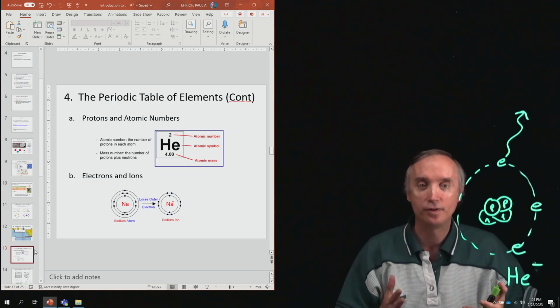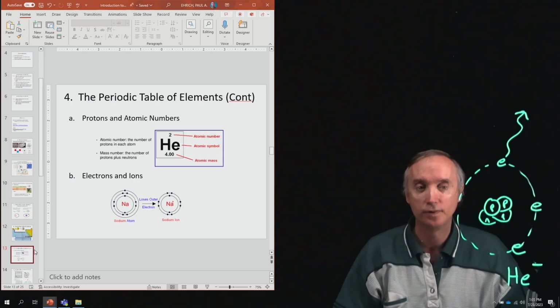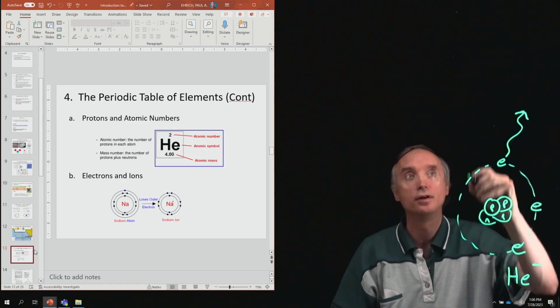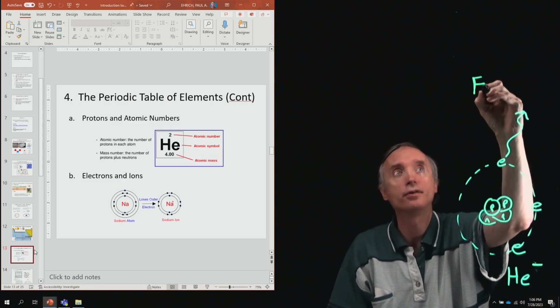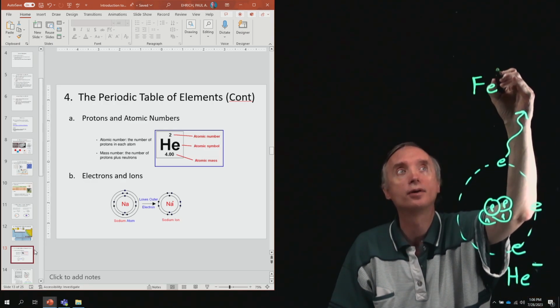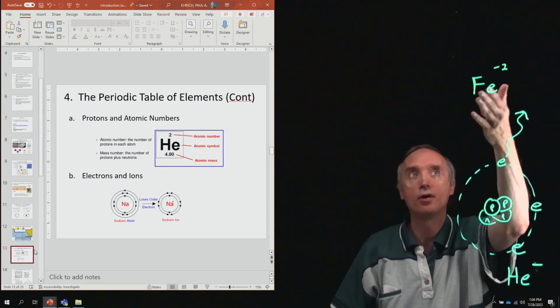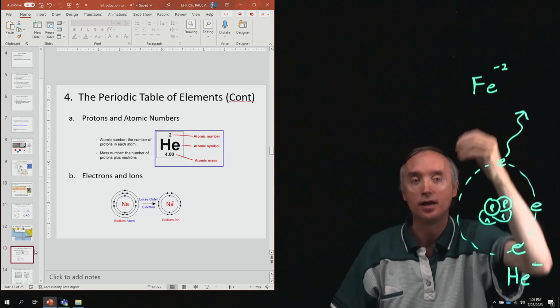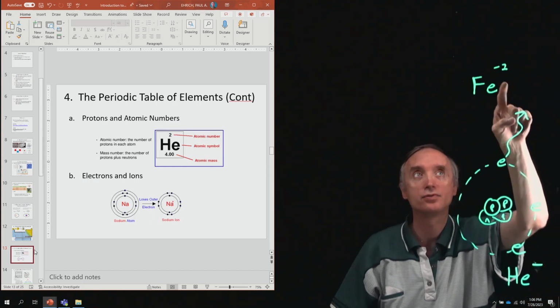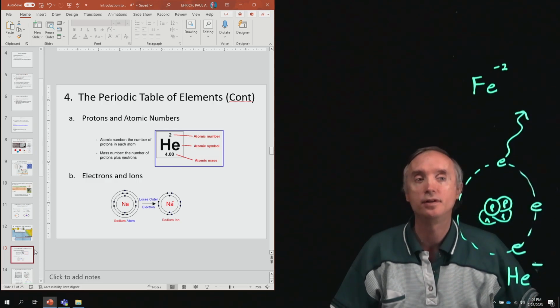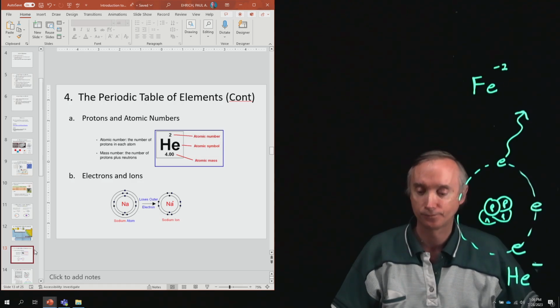So be able to do this on the exam. If I was to give you an element, and I'll just make up something, let's say that it's iron, and then I'm going to put -2 on there, and I could ask, what's going on with this iron? And then you would say that it has 2 extra electrons in orbit around it to give it that -2 charge.